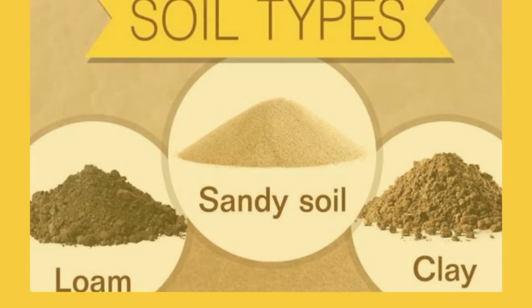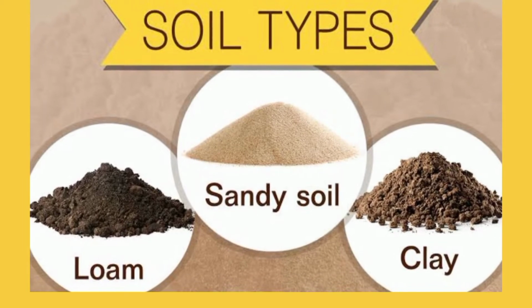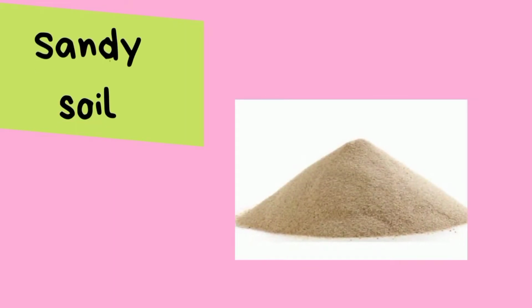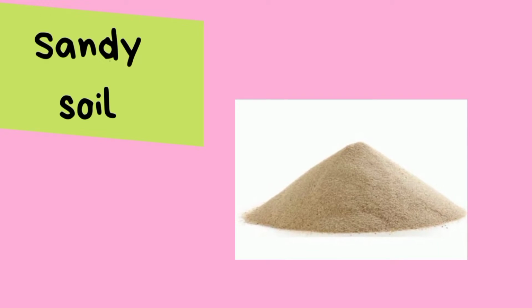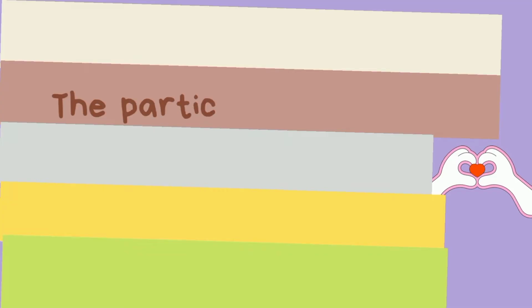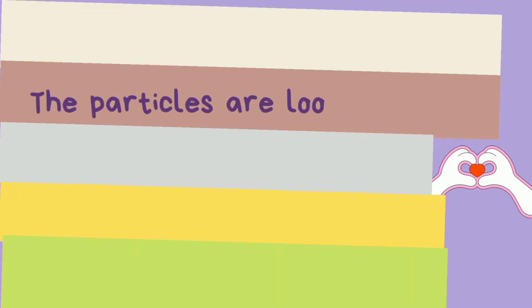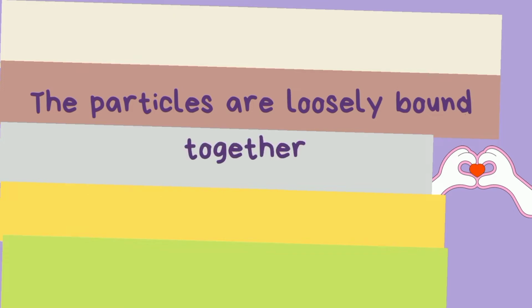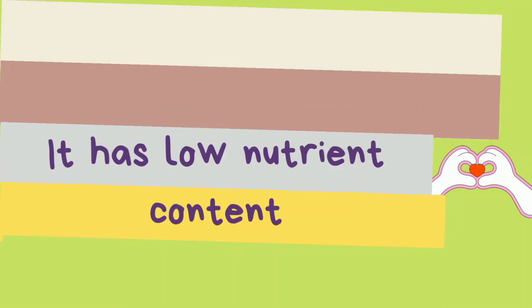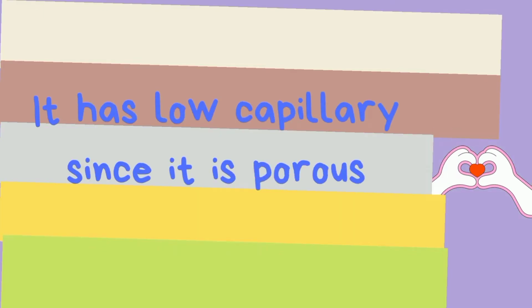We have three types of soil. They are loamy soil, sandy soil, and clayey soil. So we are looking at the properties of these three types of soil. We are starting with the sandy soil. The particles in sandy soil are coarse. The particles in sandy soil are loosely packed together. It contains low nutrient content, and again, the soil has low capillarity since it is porous.